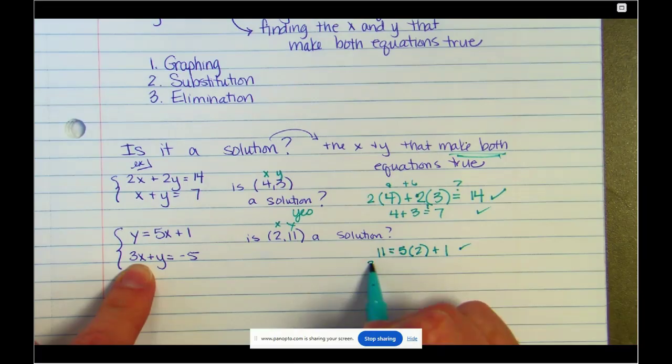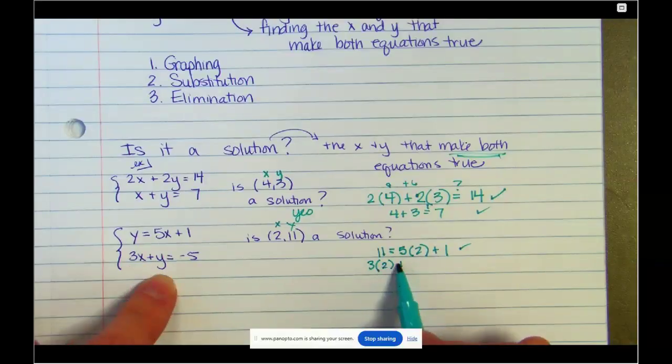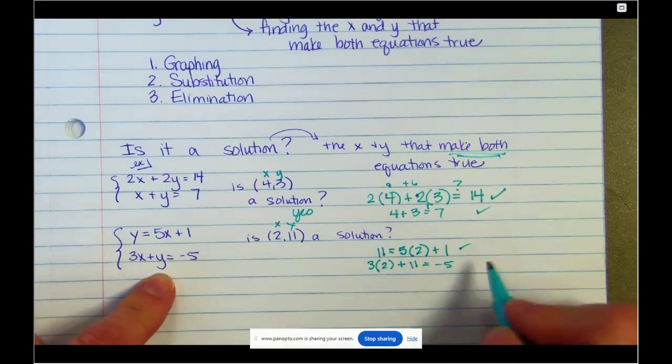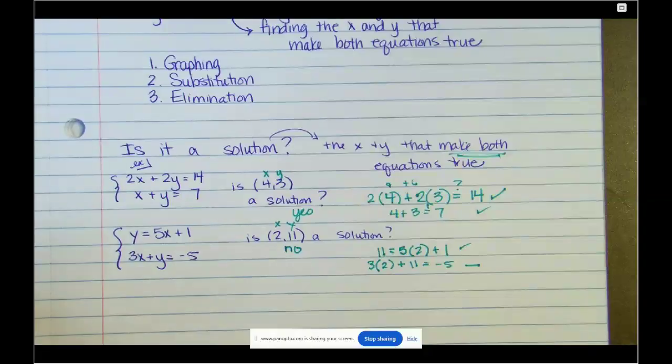Okay. 3, what's x? 2 plus y was what? 11 equals negative 5. True or not true? No, this is 6 plus 11. That's 17, and that's not negative 5. So is this a solution? No, because it has to make both of those pieces true. Okay, it has to make both pieces true.